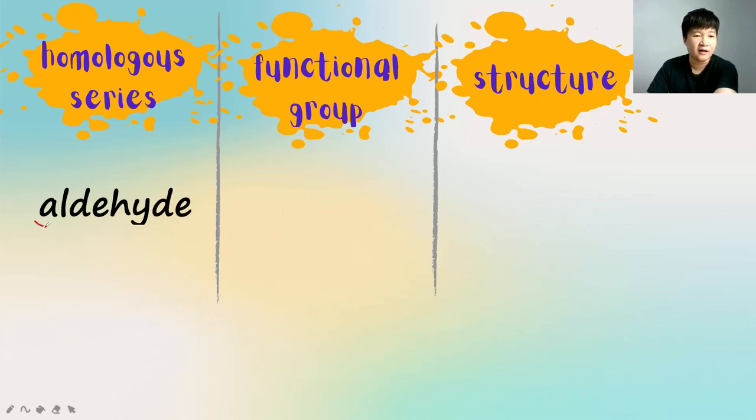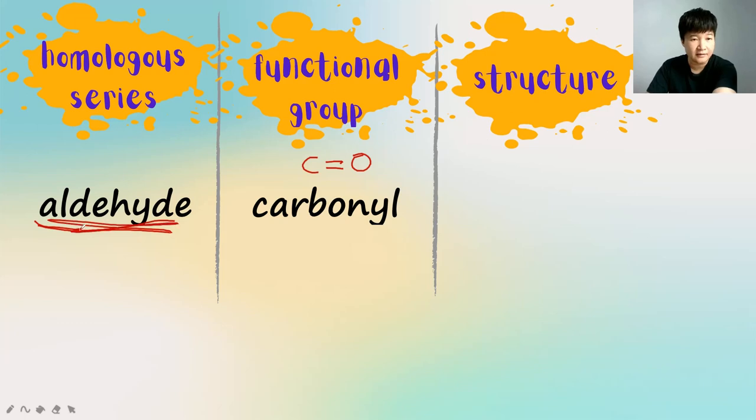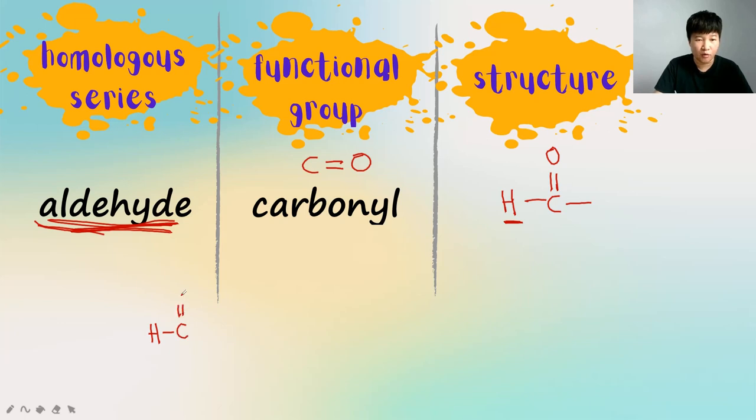Next, we have aldehyde. For aldehyde, the functional group is carbonyl. The carbonyl itself is only C double bond O, but because it's an aldehyde, the C double bond O must be sitting right next to a hydrogen. The carbon holding the C double bond O must be holding one hydrogen. That gives rise to the homologous series of aldehyde. For the example of aldehyde, you start off with HC double bond O. So the simplest aldehyde could be just like that. You must have at least one H attached to the C double bond O.